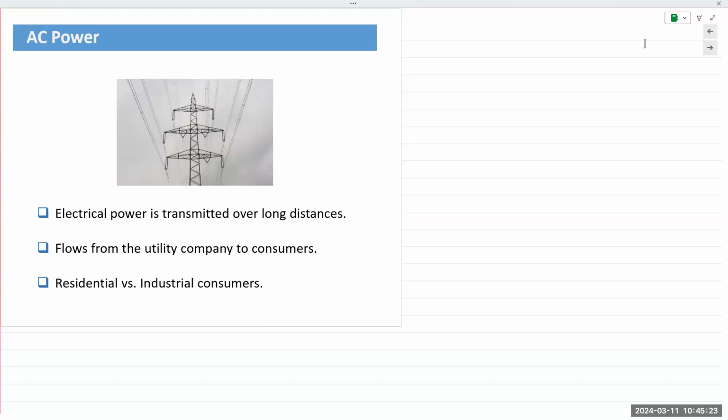Okay. Anyway, the way it relates to our topic of discussion for today is electrical power flows from the utility to the consumer. Consumers are of two kinds, residential as well as industrial, right? Residential customers and industrial customers both run electric machines.